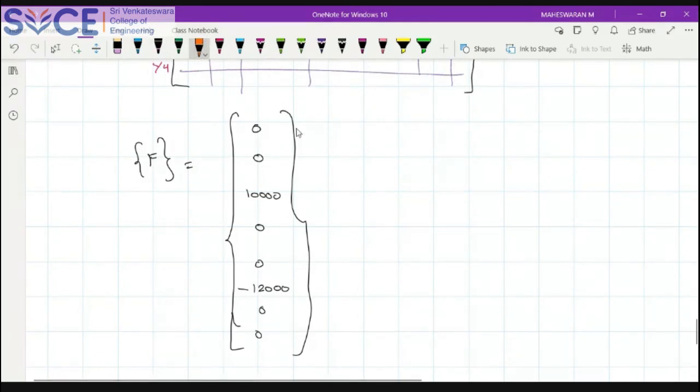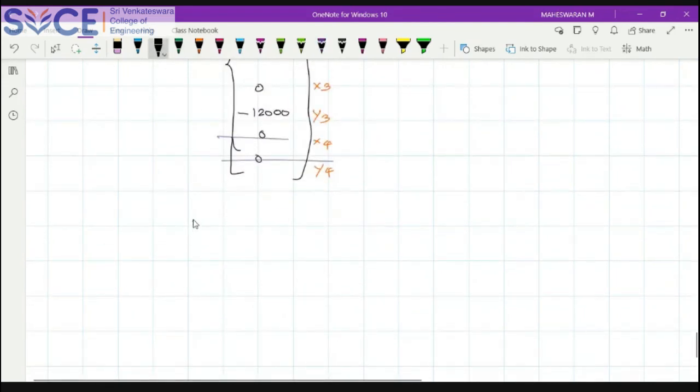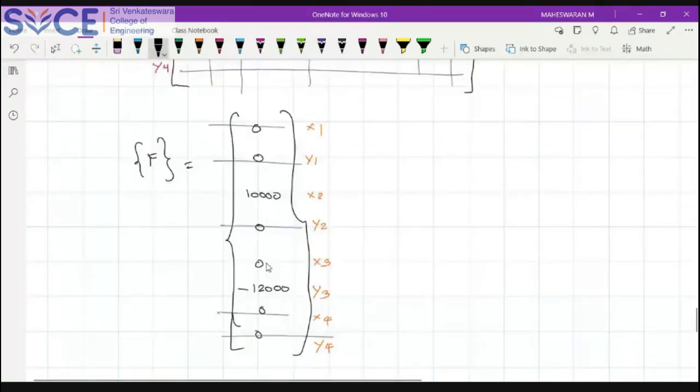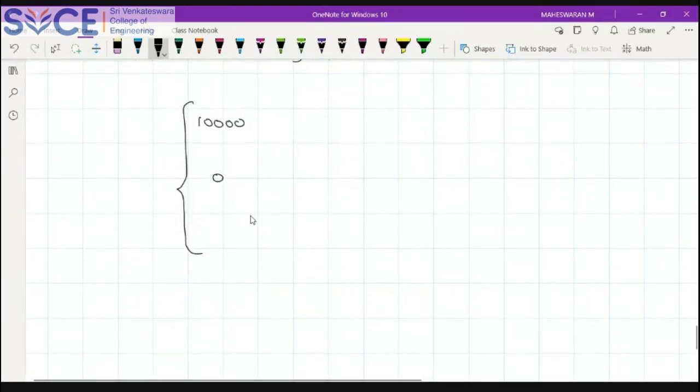And this is in terms of x1, y1, x2, y2, x3, y3, and x4, y4. You know that as per the boundary conditions, x1, y1 get cancelled, y2 also gets cancelled. Similarly, x3, y3, x4, y4 also get cancelled. So the remaining terms will be there. Now I will write my force matrix: 10,000, 0, and minus 12,000.